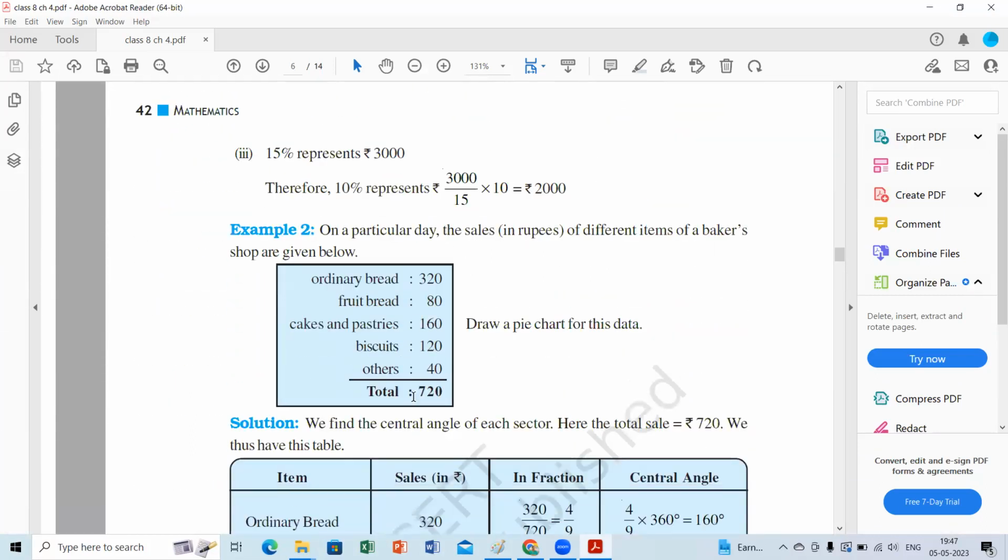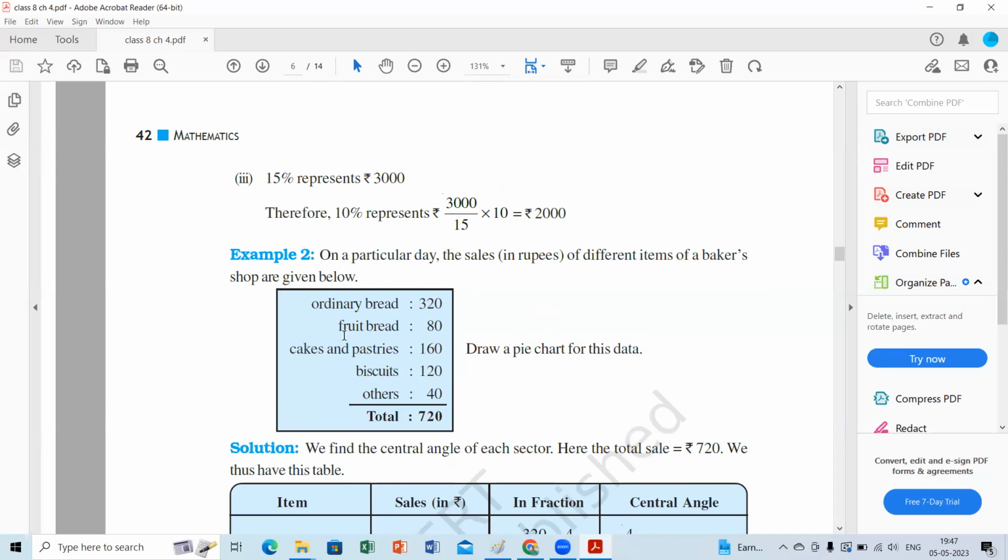Correct. Now there is another one. On a particular day, the sale of different items of a baker's shop is given: ordinary bread, fruit bread, cakes and pastries, biscuits and others. The sale in rupees of the different items is given. You need to draw the pie chart. First, to draw the pie chart, you need to construct the table. What do you have to find in the table? Each sector angle.